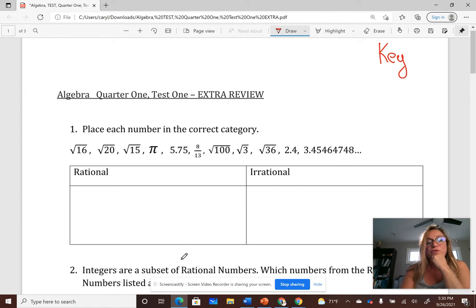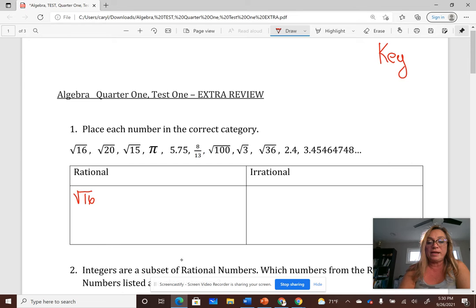Okay, so the first thing is place each number in the correct category, and we're breaking up the numbers into two categories, rational or irrational. So the first is rational, so I'm going to put the square root of 16 because that's the same as 4. 4 is a whole number or an integer.